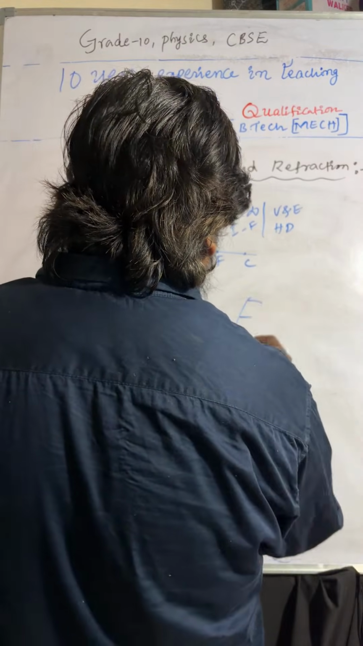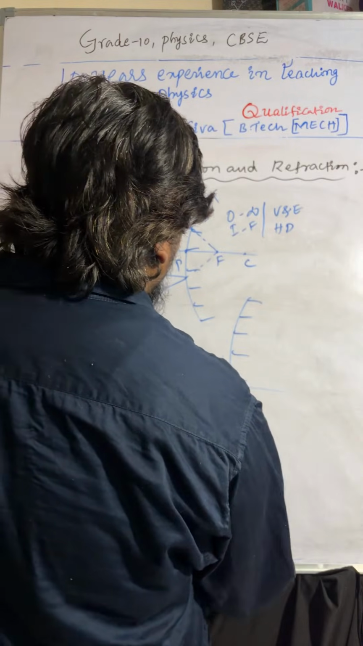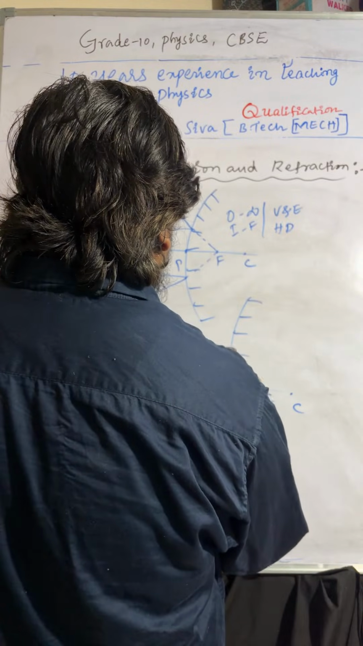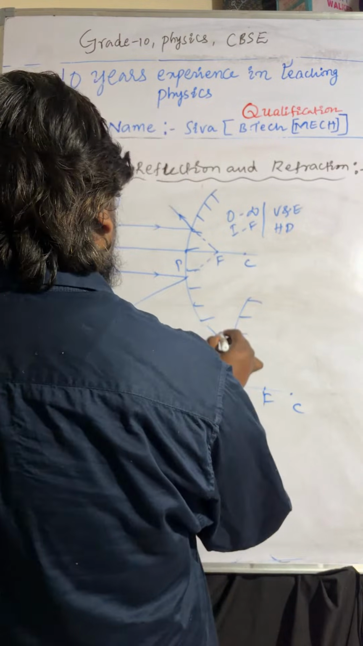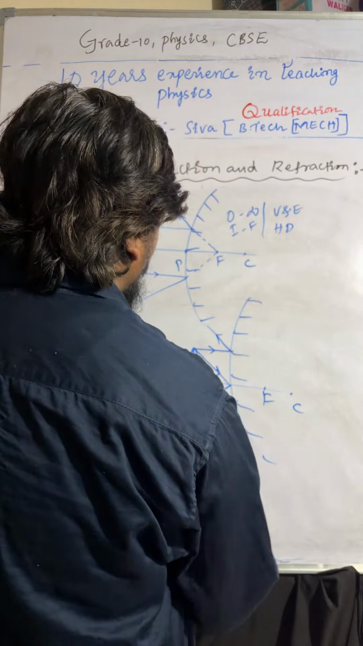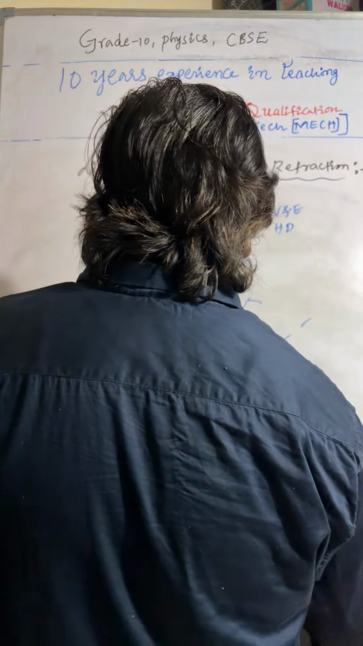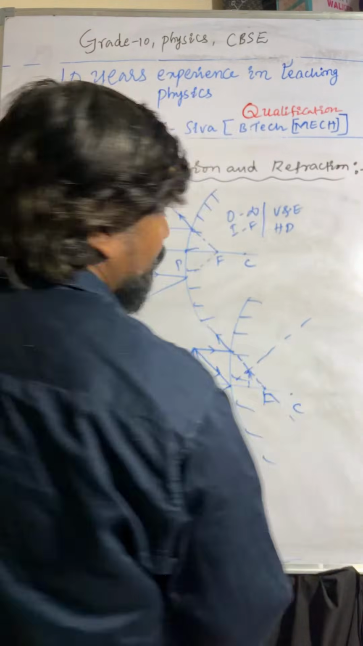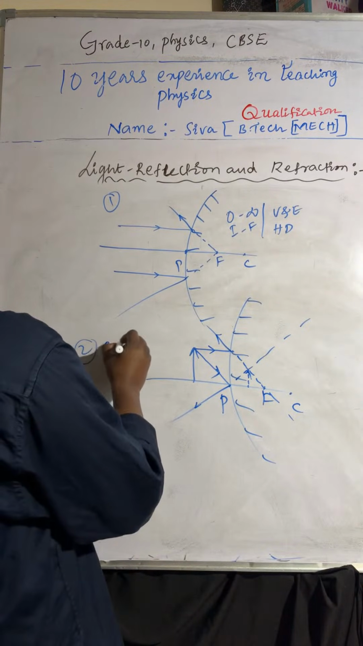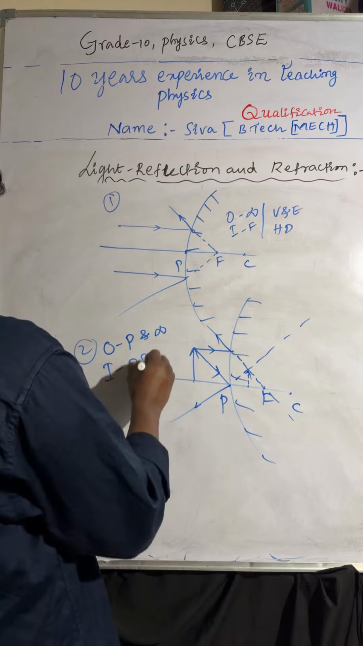Coming to point number 2. Here you can observe the object is placed. Pole, focus, center of curvature. One light ray I am taking like this, and it will be reflected back. Another light ray is incident at the pole. If you extend these light rays, they will meet. The image will form between P and F. Object is placed between P and infinity, image will form between P and F.